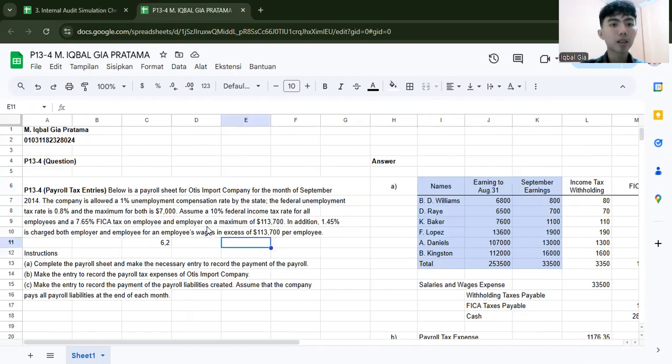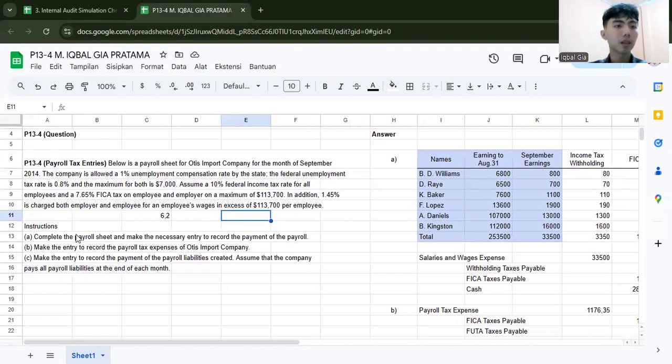After that, there is an assumption of a 10% federal income tax rate for all employees and a 7.65% FICA tax on employee and employer on a maximum of 113,700, and in addition 1.45% is charged to both employer and employee for an employee's wages in excess of this number per employee.